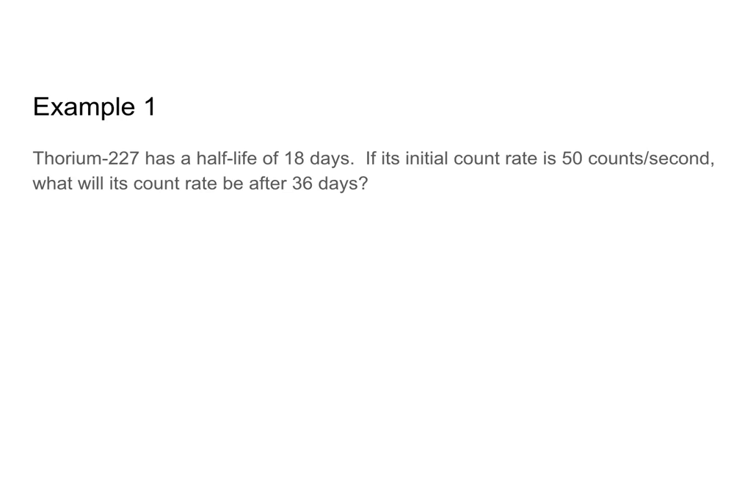So here's an example of a half-life problem. Thorium-227 has a half-life of 18 days. If its initial count rate is 50 counts per second, what will its count rate be after 36 days?